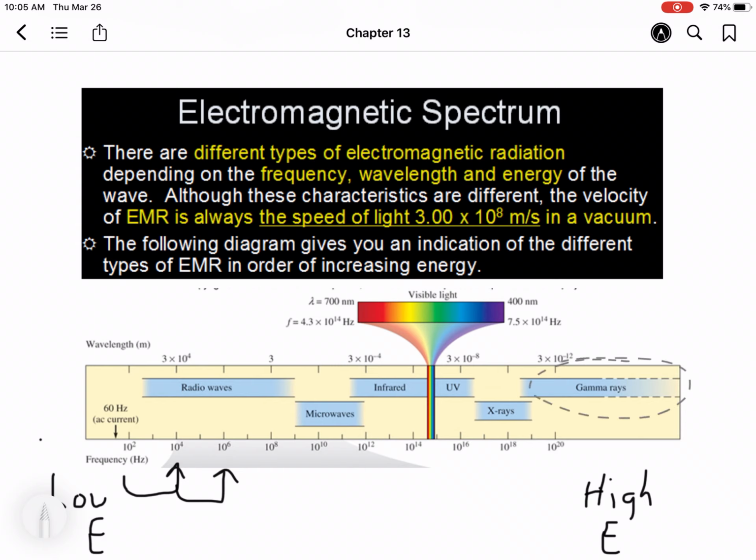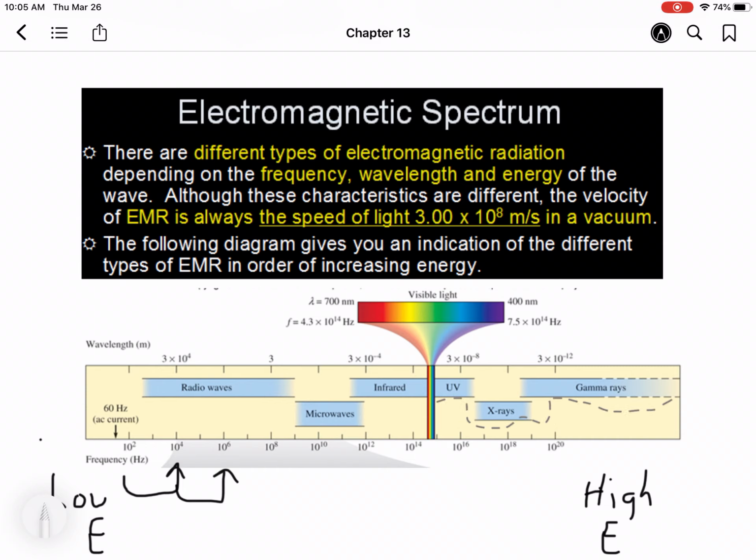These are bad. We don't want to be exposed to gamma rays. Gamma rays are not good for you, okay? X-rays are not great for you. UV, we've all heard UV rays can give us skin cancer if we have too much in the sun, right? But these are all high energy waves, with gamma rays being the highest.